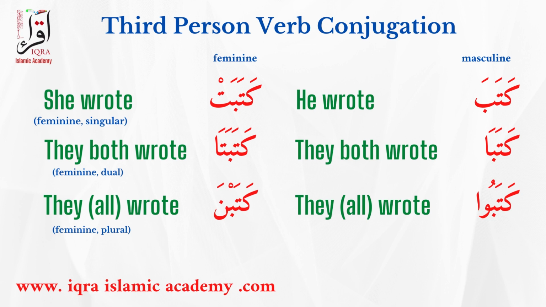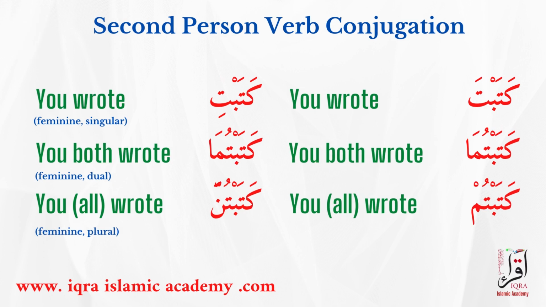Kataba, he wrote. Kataba, they both wrote. Katabu, they all wrote. Katabat, she wrote. Katabata, they both wrote for feminine. And katabna, they all wrote for feminine. Now we will learn about second person verb conjugation.